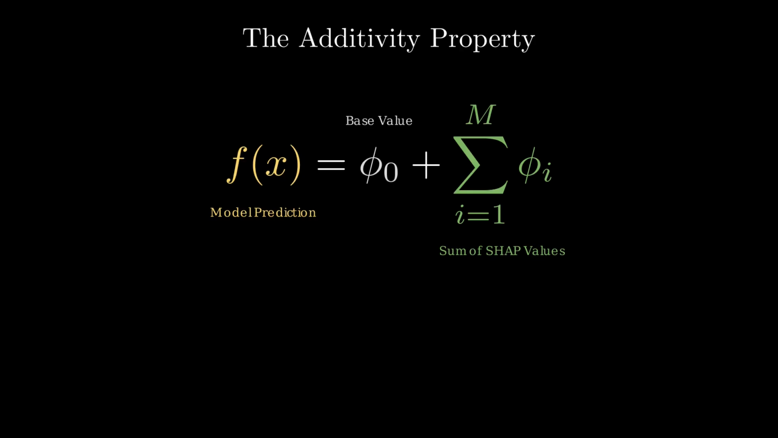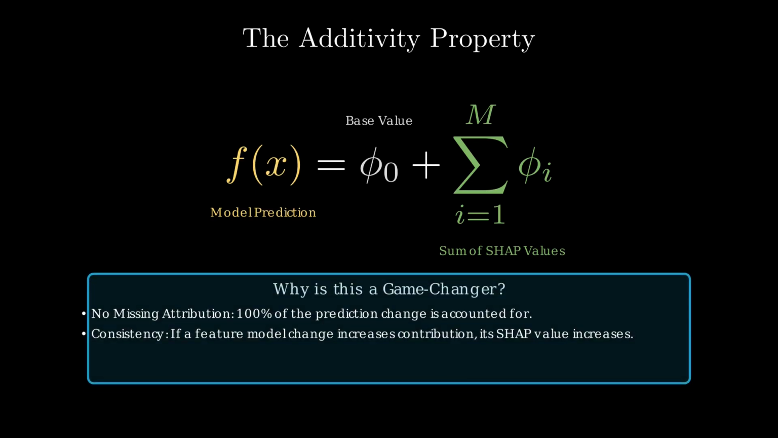This brings us to the bedrock mathematical rule of SHAP, the additivity property. It guarantees that for any local explanation, the final model prediction f of x is precisely equal to the baseline expected value phi 0 plus the linear sum of all individual feature SHAP values, phi i. Why is this property so important?